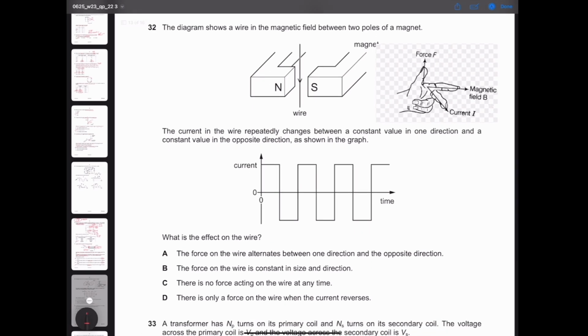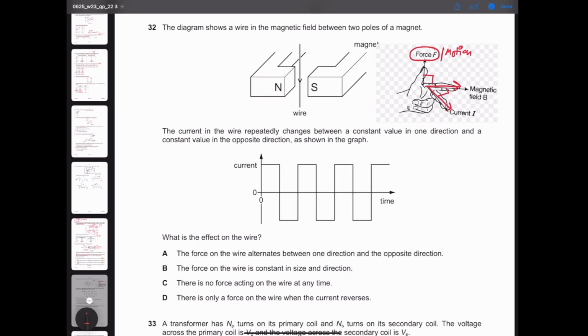This is a question that will be done using Fleming's left-hand rule. For that, I have also pasted a photo for you here. See, Fleming's left-hand rule simply tells you that the thumb points in the direction of force, or you can say motion, and the index finger is the magnetic field, the middle finger is the current, and they should be perpendicular to each other.